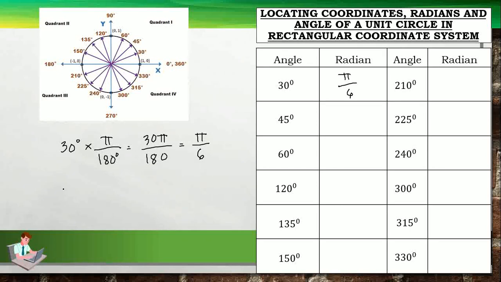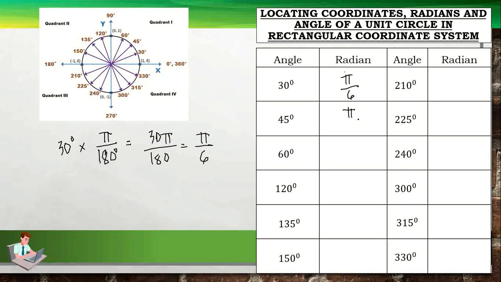Yan. Next, for 45 degrees, multiply natin. So, mas better post natin si video and then compare nyo isa-isa yan, compute nyo. Then, tingnan nyo kung parehas dun sa computation ko. A few moments later. So, this is pi over 4. I hope parehas tayo. This is pi over 3. This is 2 pi over 3.